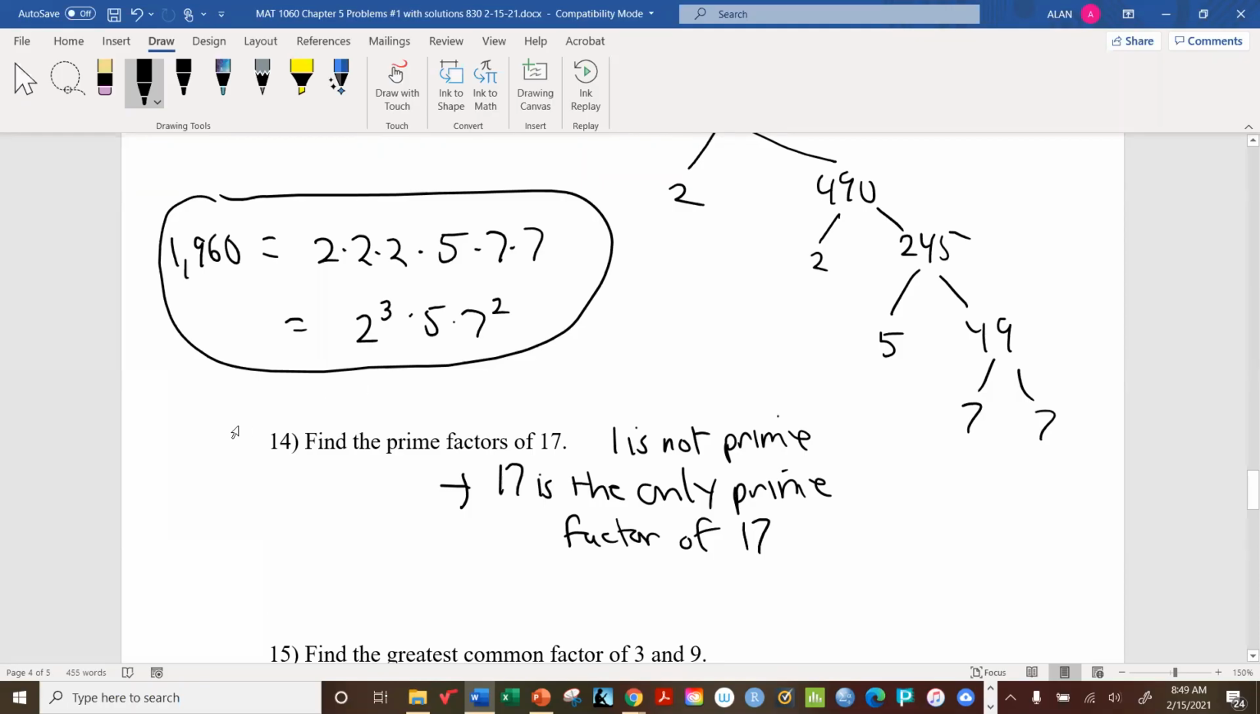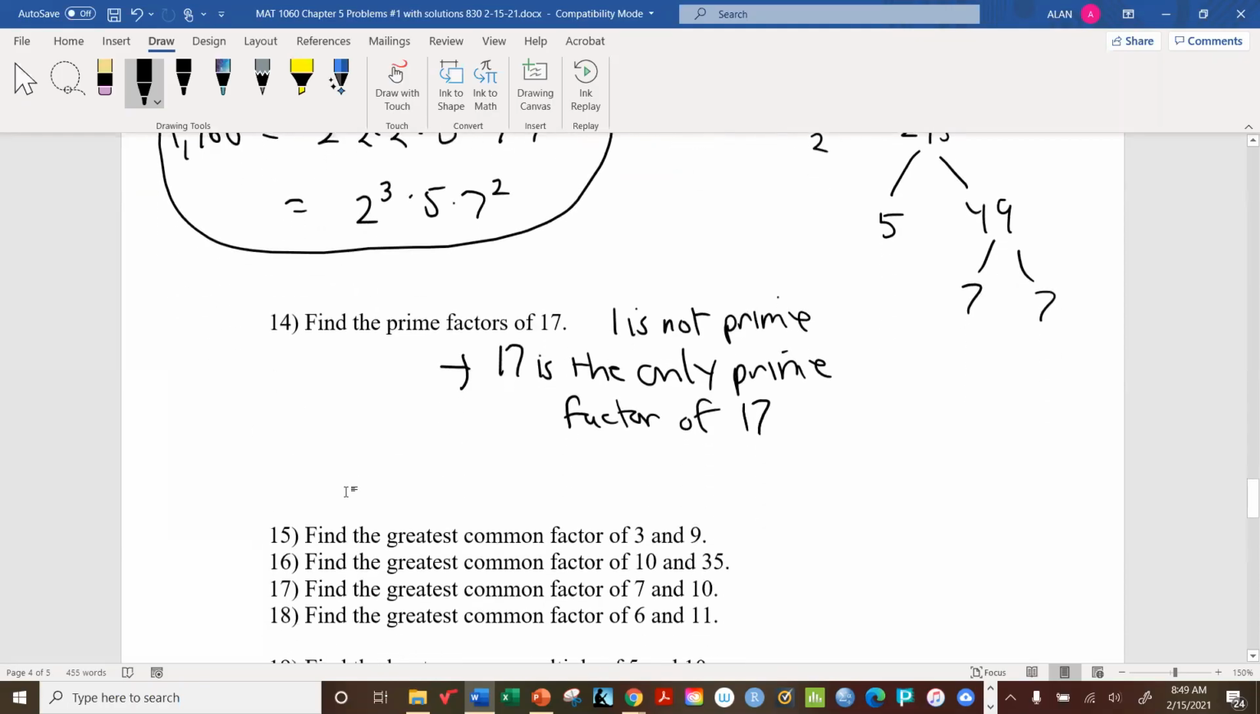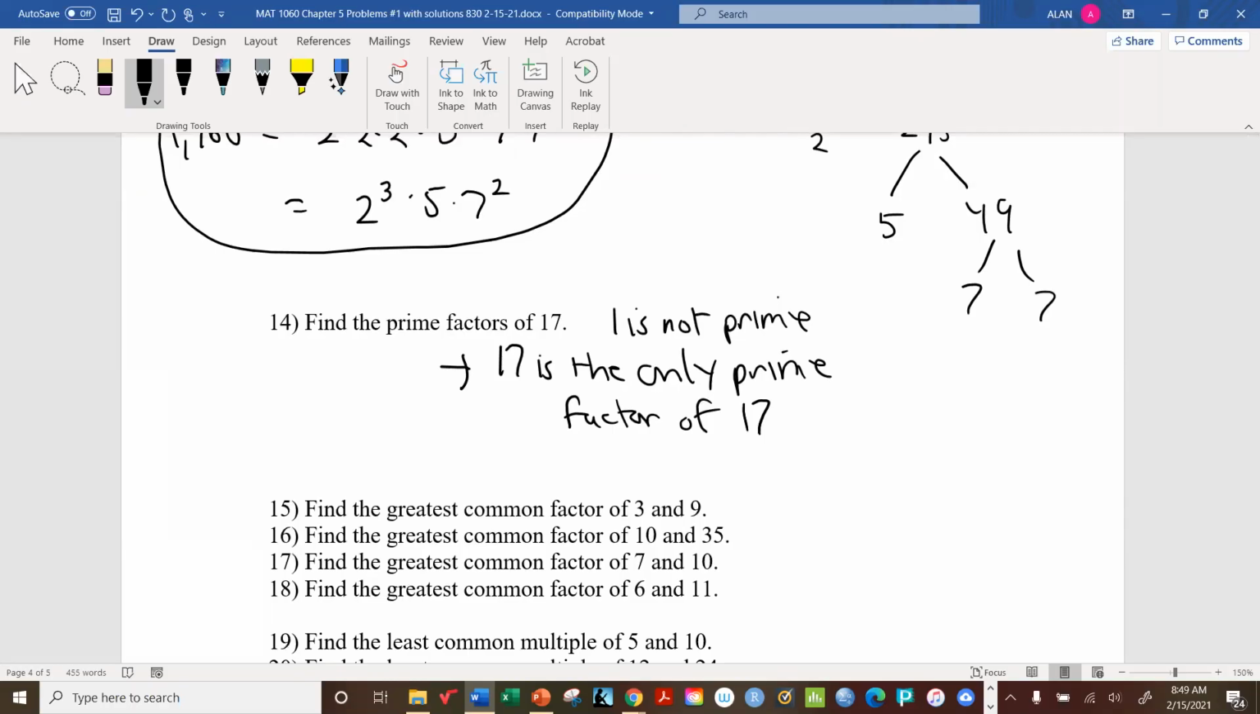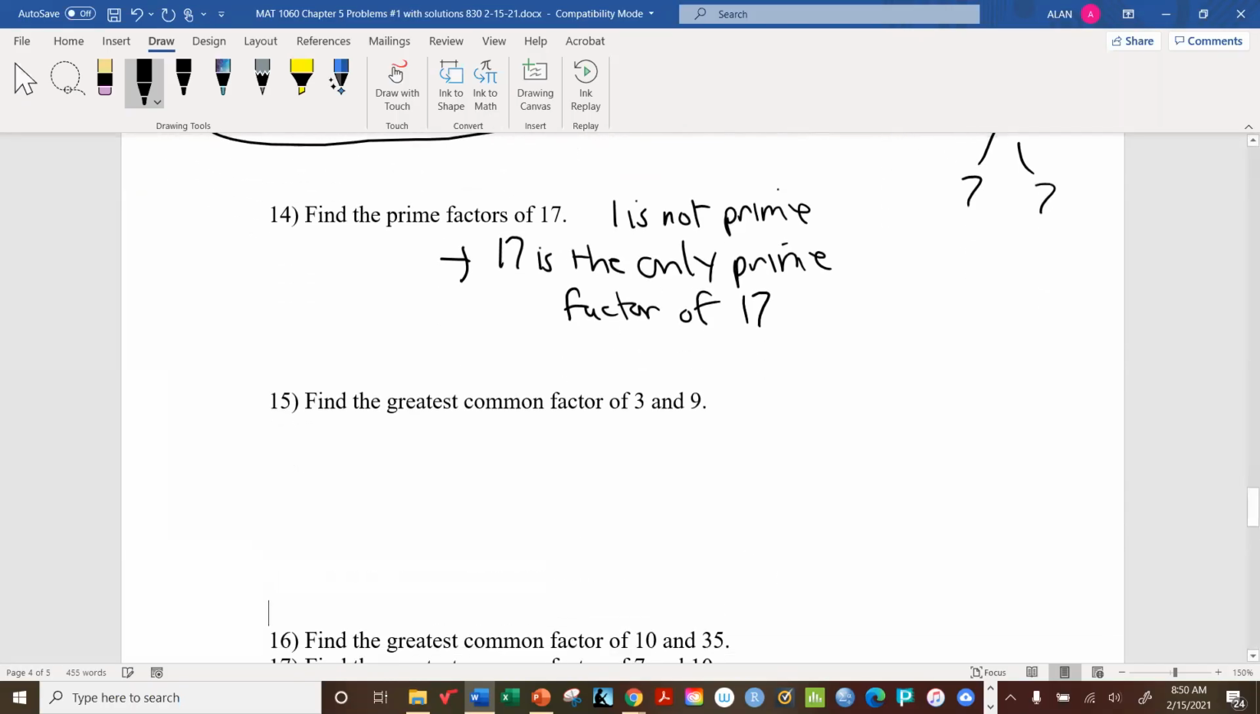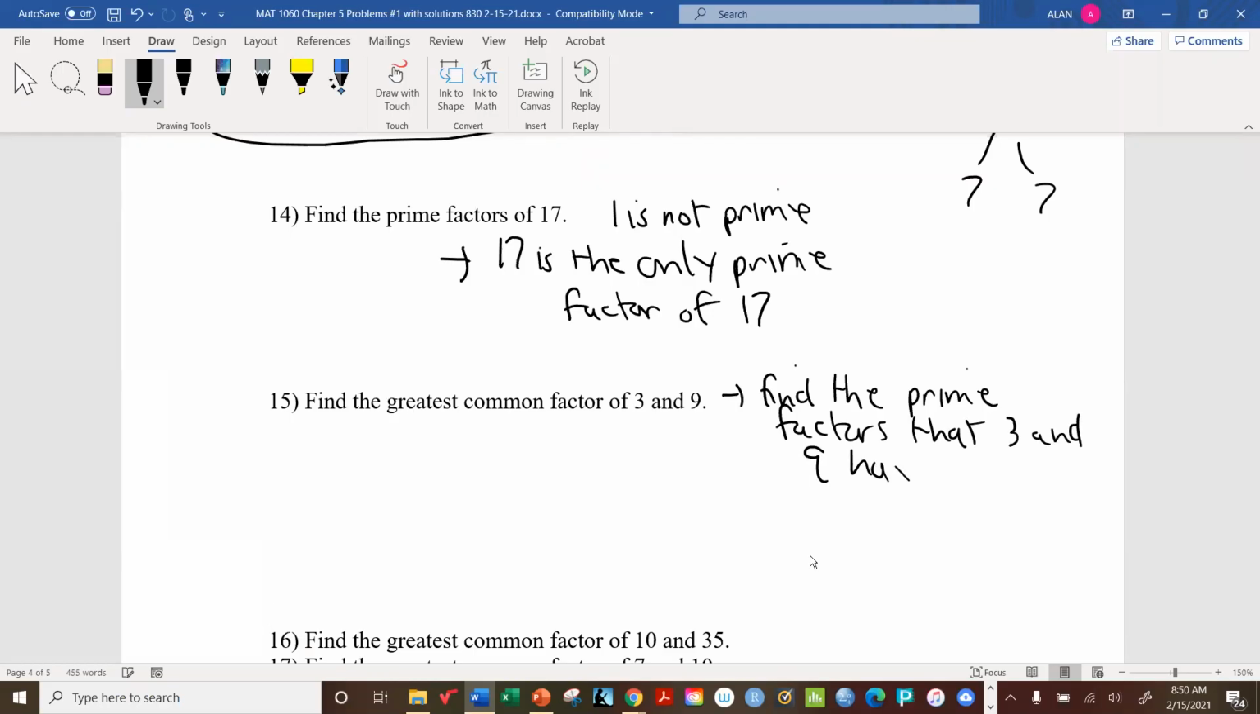Okay. Now, how about these greatest common factors? Now, these also require the use of the trees, because remember how this works with greatest common factor. What we're looking for is the prime factors that they have in common. So I'll make a note of that right here. We're going to try to find the prime factors that 3 and 9 have in common. This is how you do it.